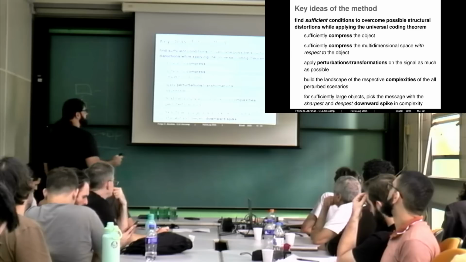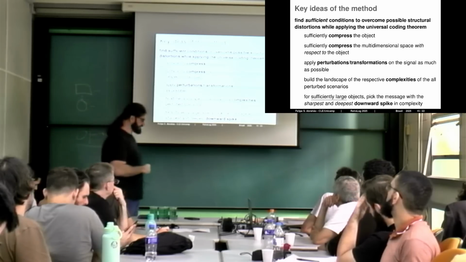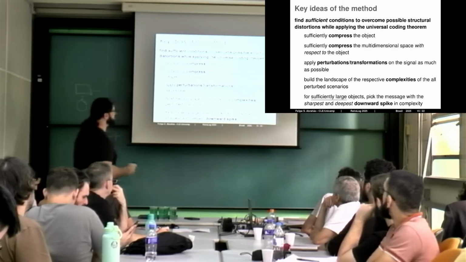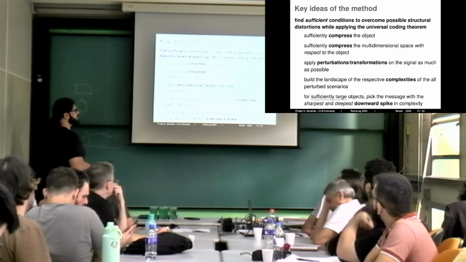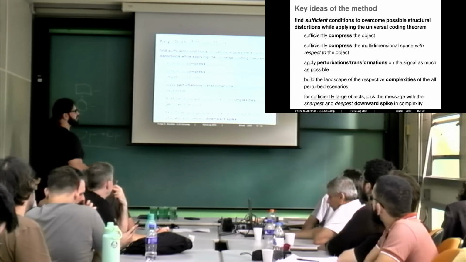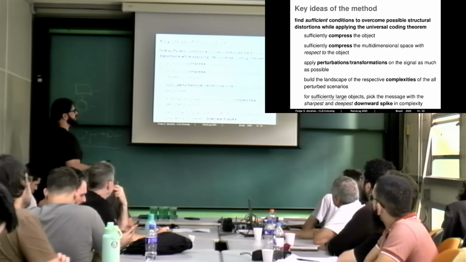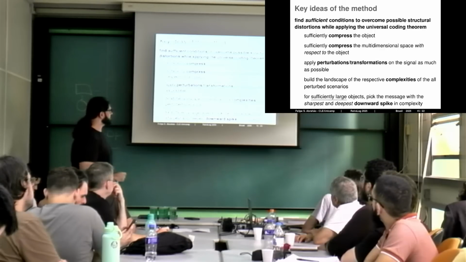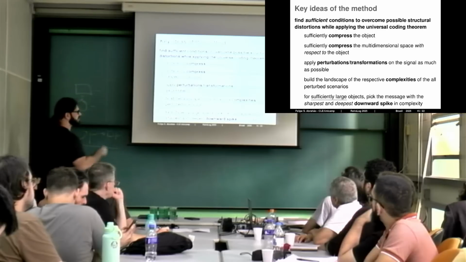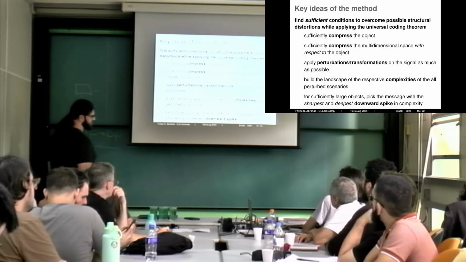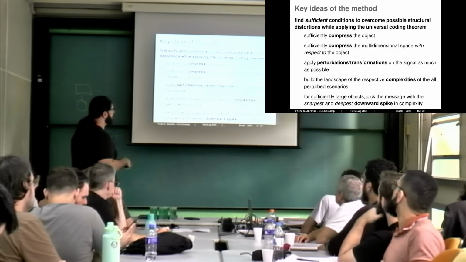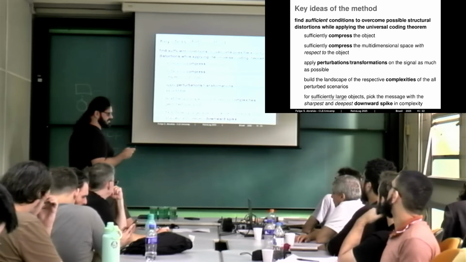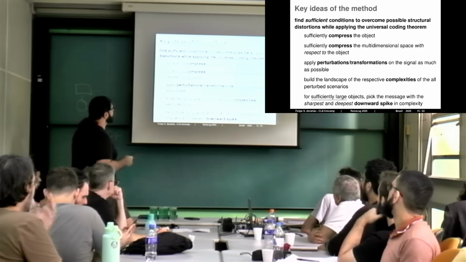And then the receiver agent starts applying perturbation transformations on the sequence as much as possible, and we build the landscape of complexities that we achieve from these perturbations. And we get that for sufficiently large objects, we pick the message with the sharpest and deepest downward spike. We're going to show you the picture. And we happen to estimate the best answer. All right?